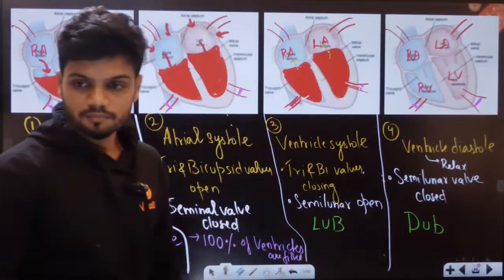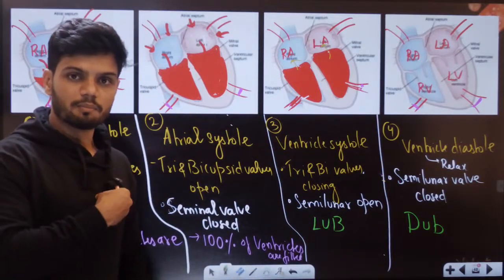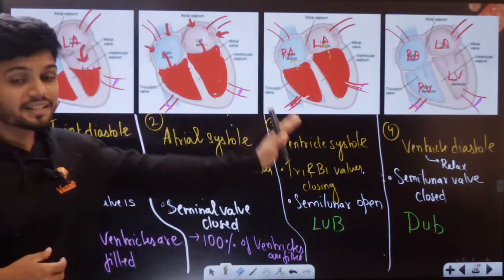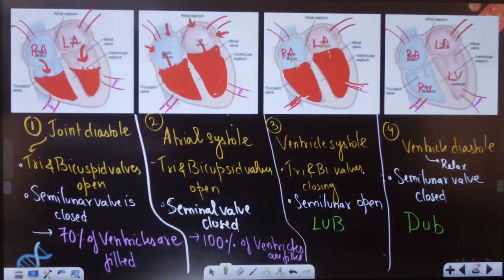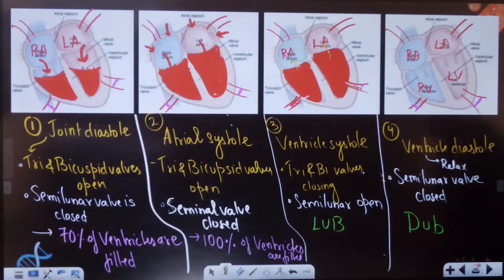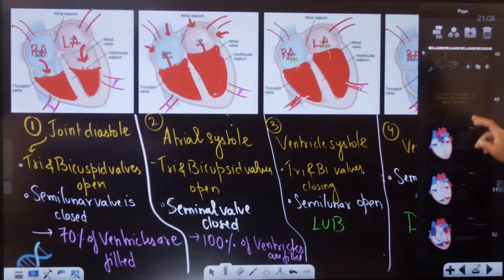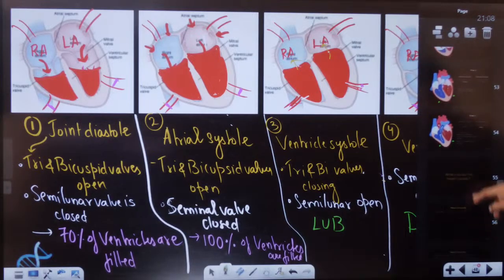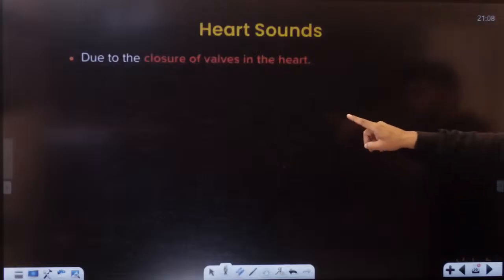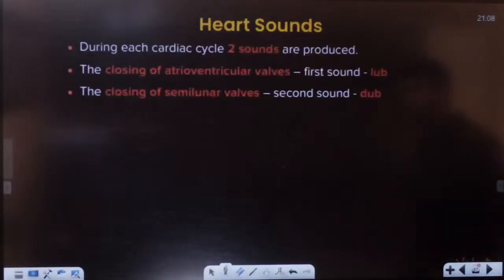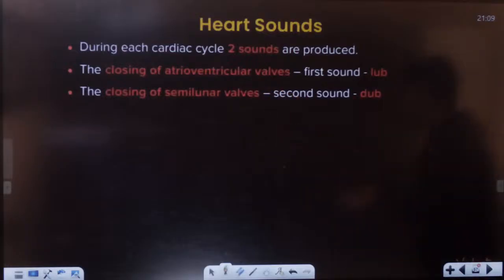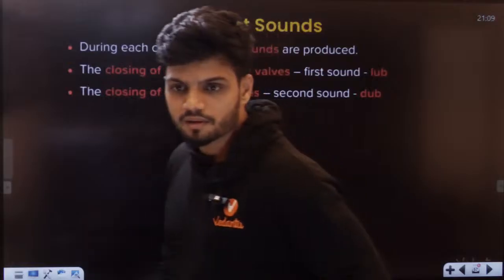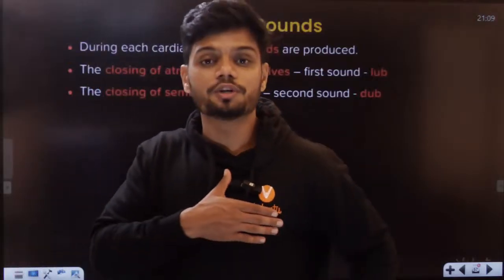Lub dub, and the entire thing is happening in how many seconds? The entire thing is happening in 0.8 seconds. Crazy. Okay, so students, it is due to the closure of the valves in the heart that the sound comes outside. That is lub and dub. The sound you hear is nothing but the valves closing.